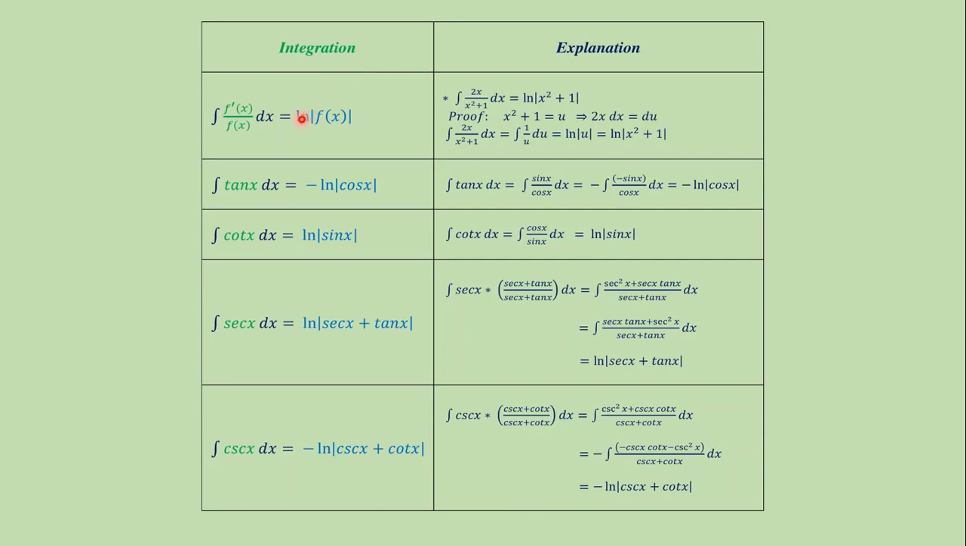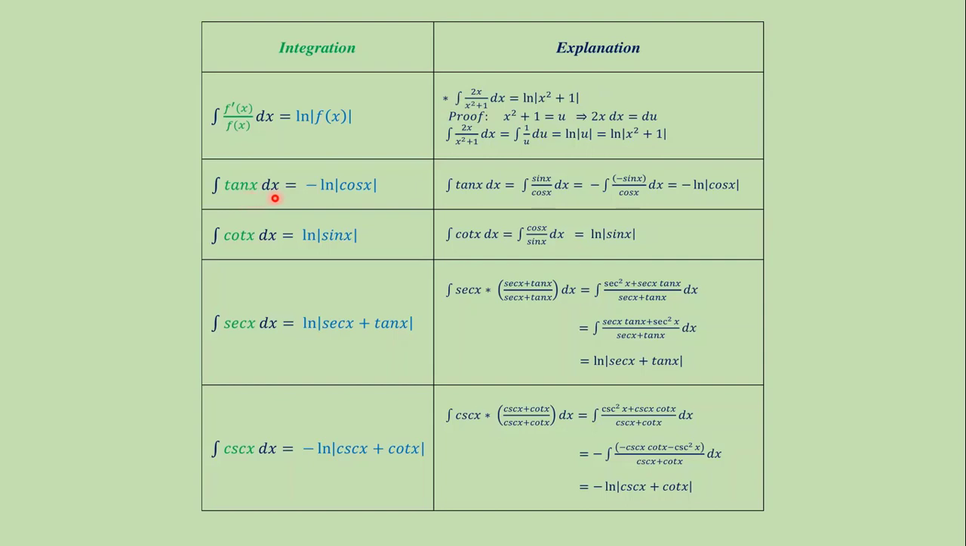The formula is for any function f, if you take the derivative of the denominator and get the numerator, then its integration will be ln of the denominator f of x. For example, if you take the derivative of x square plus 1, then we get the numerator 2x. So its integration will be ln of the denominator x square plus 1. The proof is given here, but you can directly use this rule.